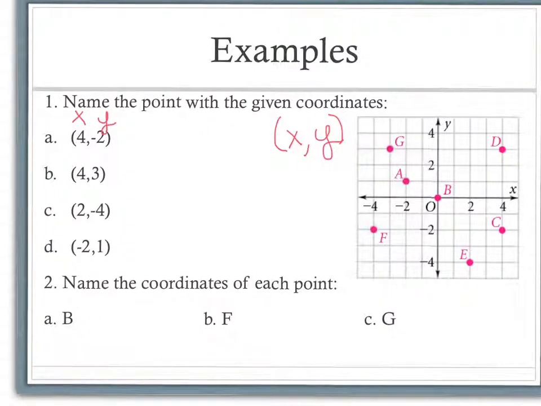So if I'm looking for the point with the x of 4 and y of -2, I'll start at 0 and go right 4 spaces, 1, 2, 3, 4, and down 2, 1, 2, I get to point C. Then for B, we have (4, 3), so our x is 4, our y is 3. So again, starting at the origin, (0, 0), we go right 4 and up 3, we get to point D.